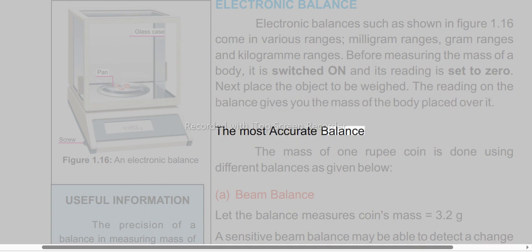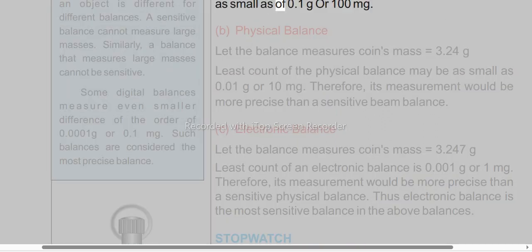The most accurate balance. The mass of 1 rupee coin is done using different balances as given below. A. Beam balance. Let the balance measures coin's mass equals 3.2 g. A sensitive beam balance may be able to detect a change as small as of 0.1 g or 100 milligrams.